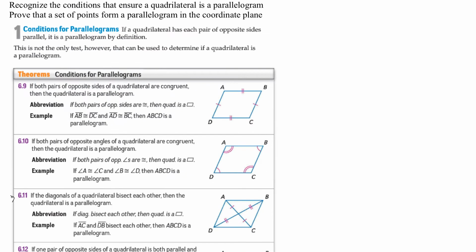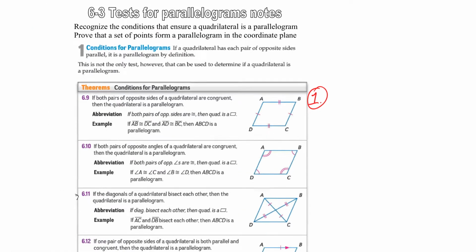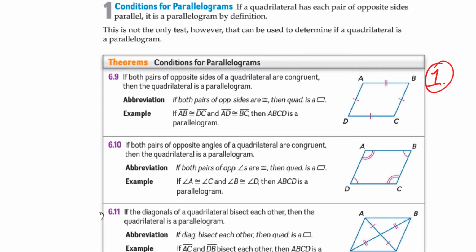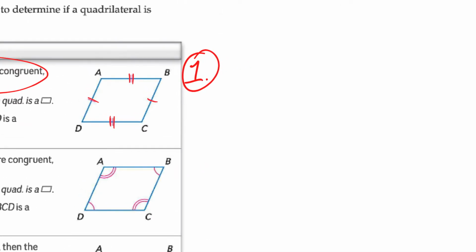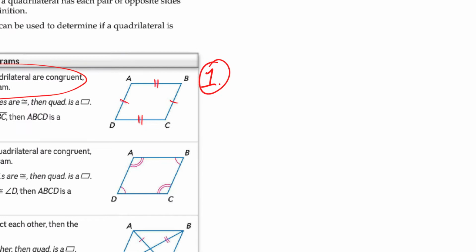All right. So on this first one right here, let's go ahead and number it because we're going to use these numbers as we go through what we're talking about today. So the first one here, somebody read this statement right here for me. If both pairs of opposite sides of a quadrilateral are congruent, then the quadrilateral is a parallelogram. Okay, good. So if both pairs of opposite sides are congruent, then you know it's a parallelogram. I want you to write that next to number 1: opposite sides are congruent.